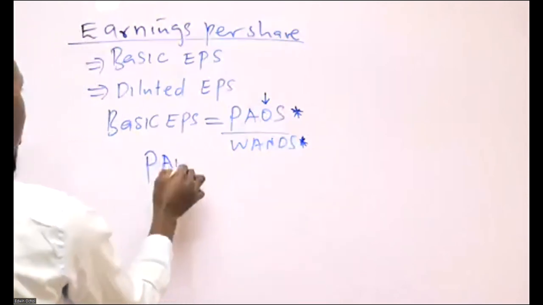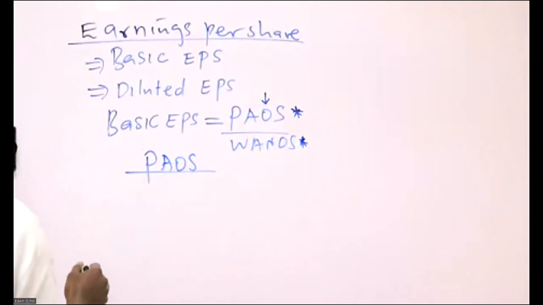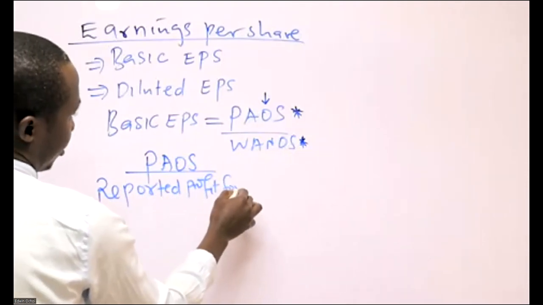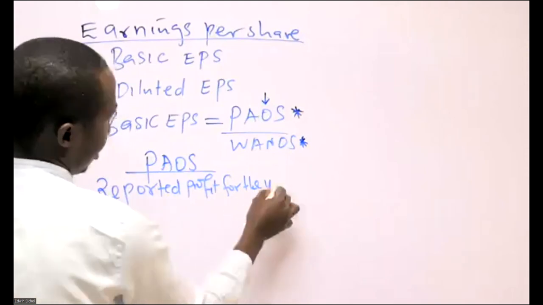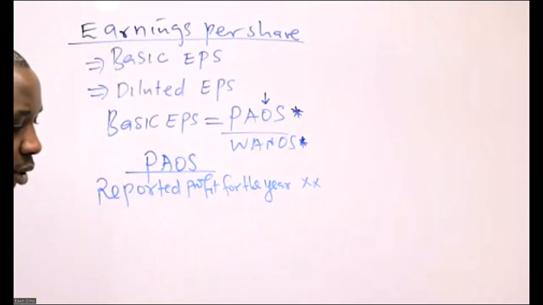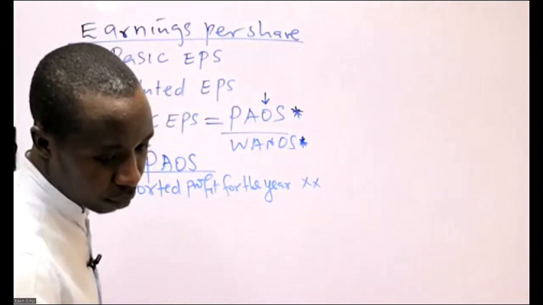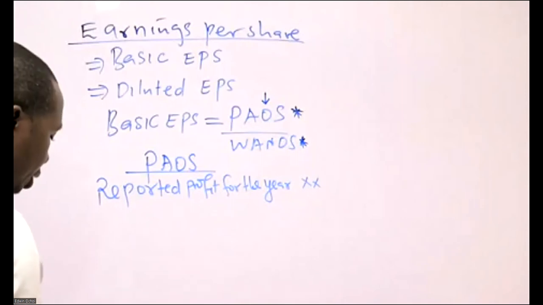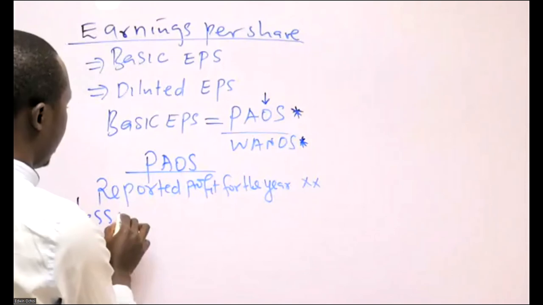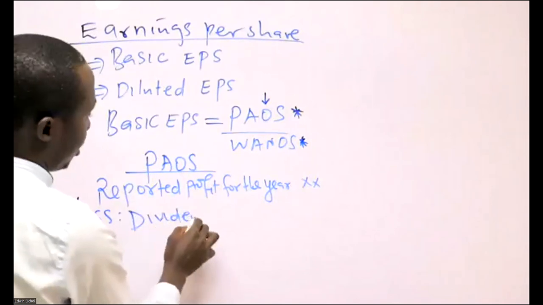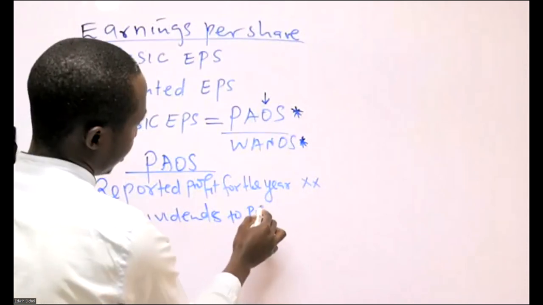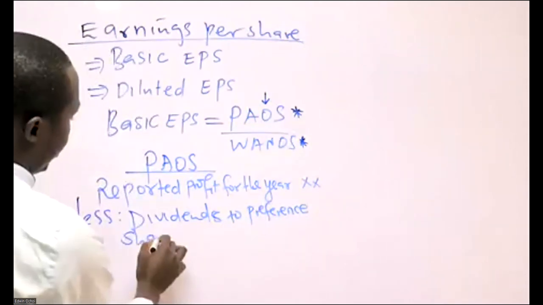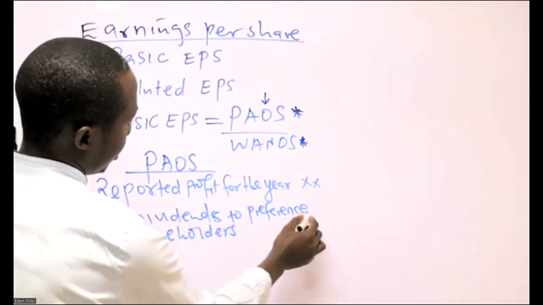So when we talk about basic, that is the profit attributable to ordinary shareholders, we talk about the reported profit for the year. We start with the reported profit for the year. After that, we have to deduct the preference dividends, and at the same time we deduct the profit attributable to the minority shareholders. So here we say less dividends to preference shareholders.